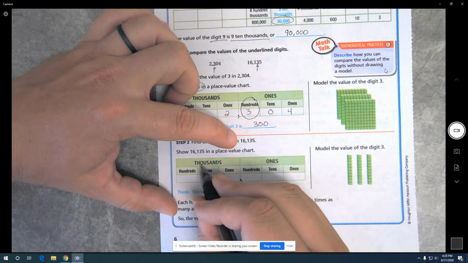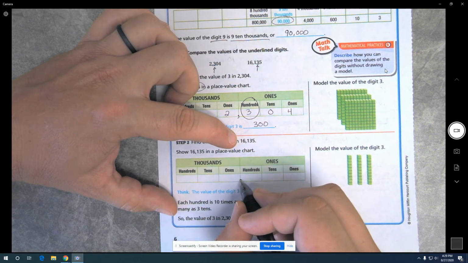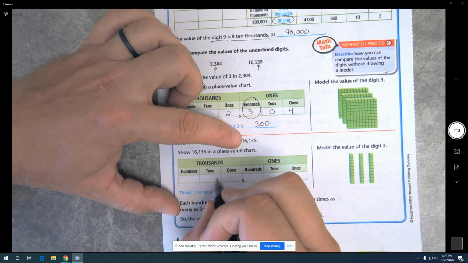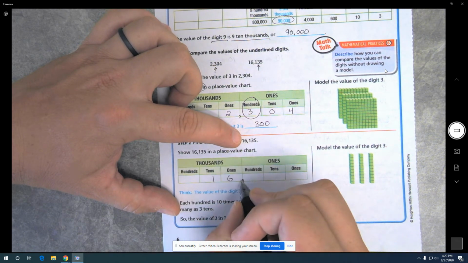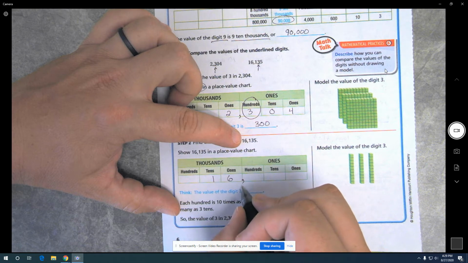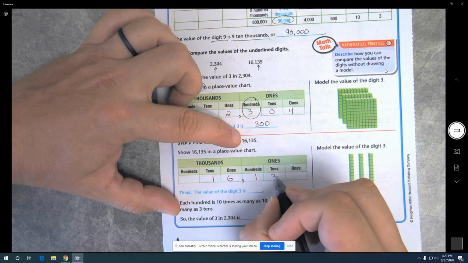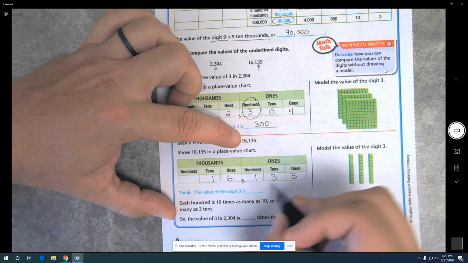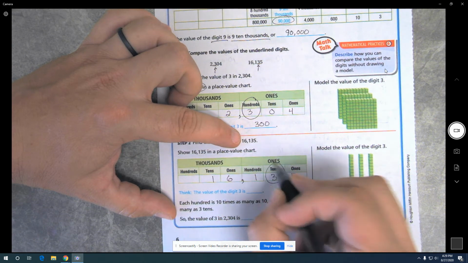The comma goes between the thousands and ones, period. That comma helps us find places. That's why they're important. So I'm going to write 16,000, say 1,000 when you get to the comma, 135. And they're asking us about that 3. So there's that 3. What's it worth?